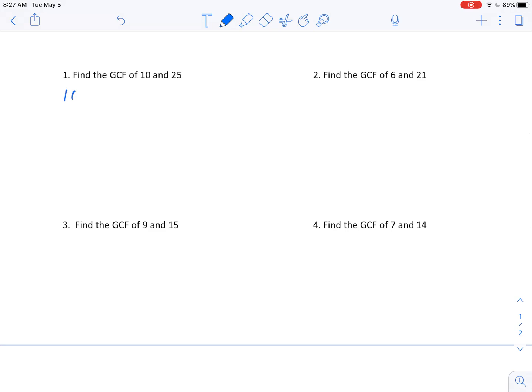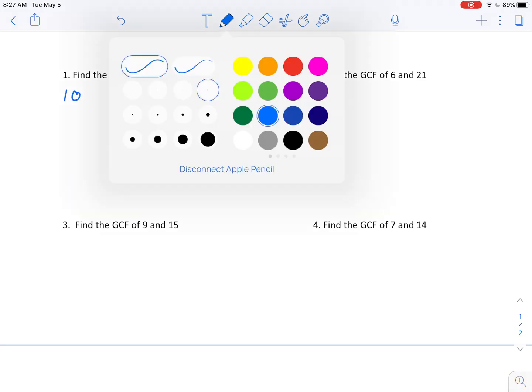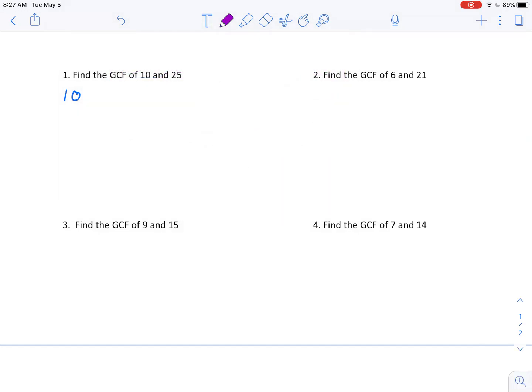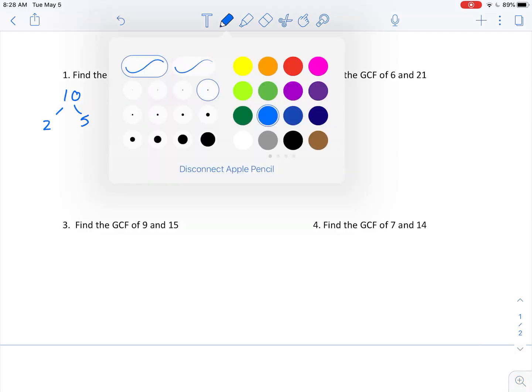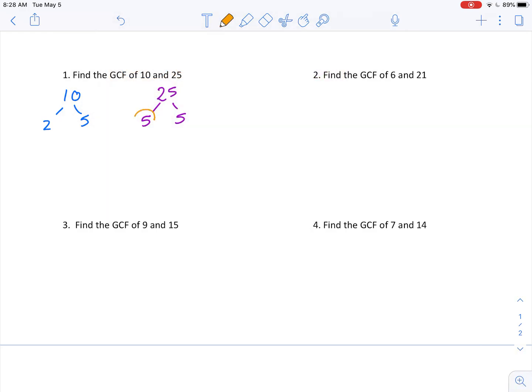GCF of 10 and 25. Well, 25 is 25 times 1 and 5 times 5. And 10 is 1 and 10, 2 and 5. And 2 and 5 are both prime numbers, so let's just circle what they've got in common. Well, they have 1 5 that's in common.